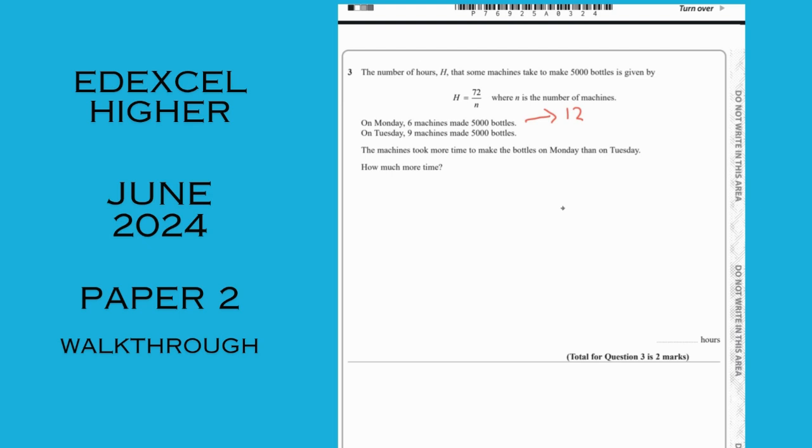9 machines is 72 divided by 9, so that would take more machines for fewer hours. Machines took more time, etc., etc. Just a 4. Why is that even on a calculator paper?